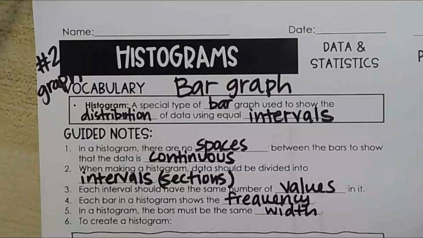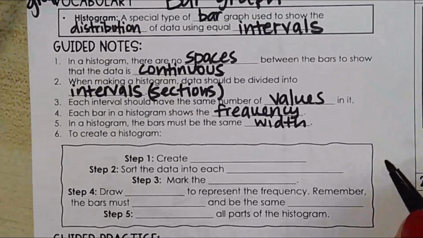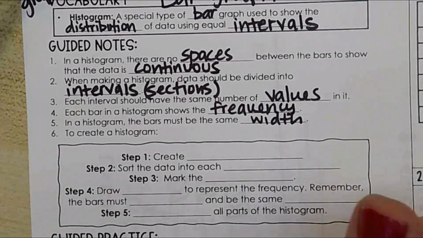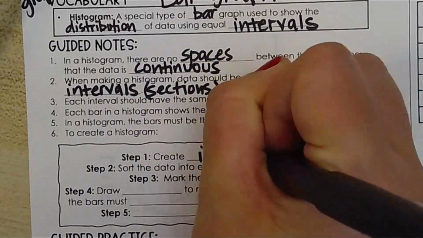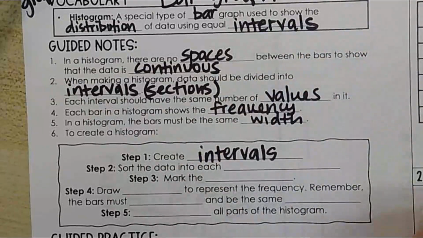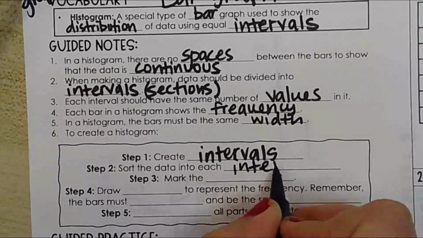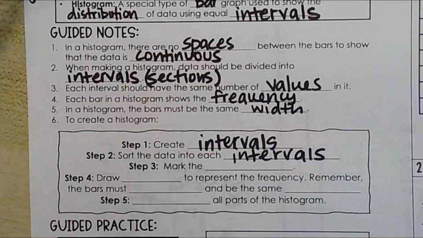Now, I know that sounds like a whole bunch of hoopla, but I'm going to make it make sense once we get down to the bottom. Does that sound good? And literally, the steps are copying what we wrote above. We're going to create some intervals. We're going to sort the data into intervals. And remember, another word for intervals is sections.